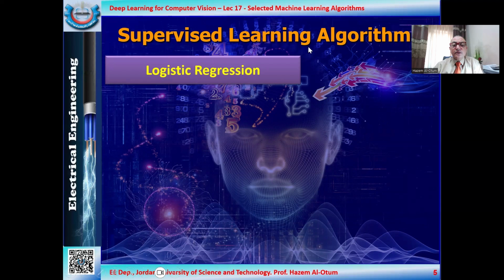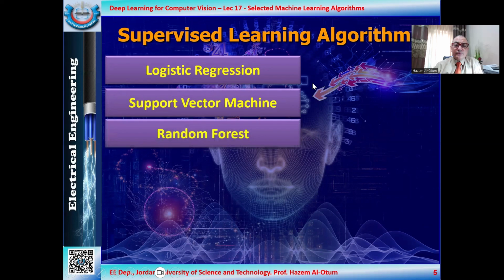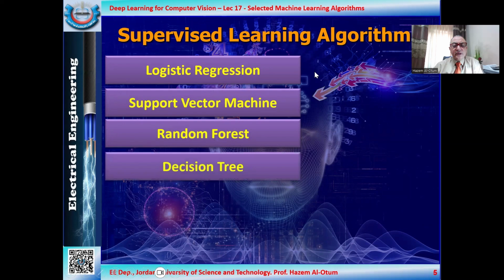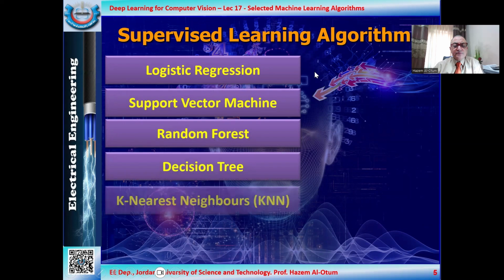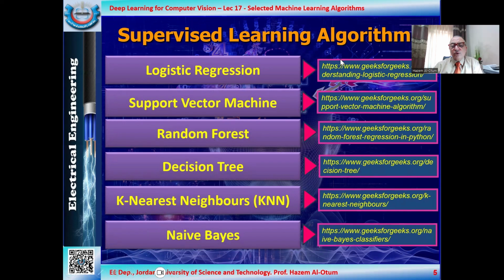We also discussed in previous lectures techniques that can be used in supervised learning, like logistic regression and support vector machine. These are examples of supervised learning in machine learning, along with the random forest technique, decision tree algorithm, k-nearest neighbor, and naive Bayes. And you can have a look at these links to get some info about these techniques.